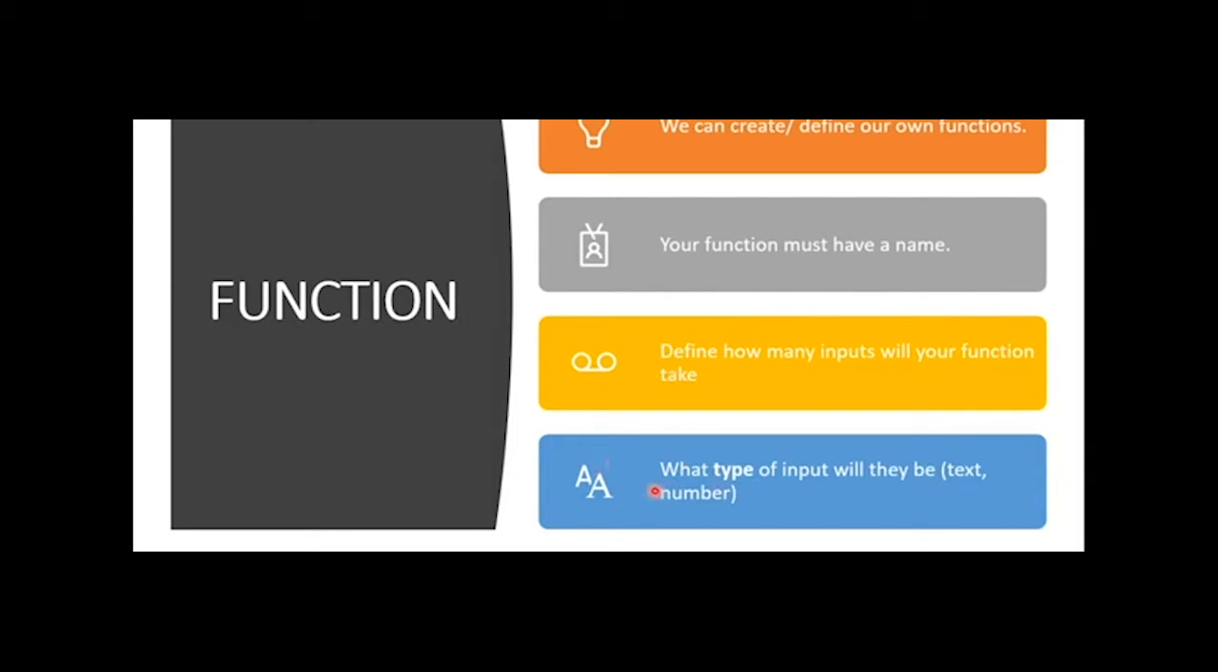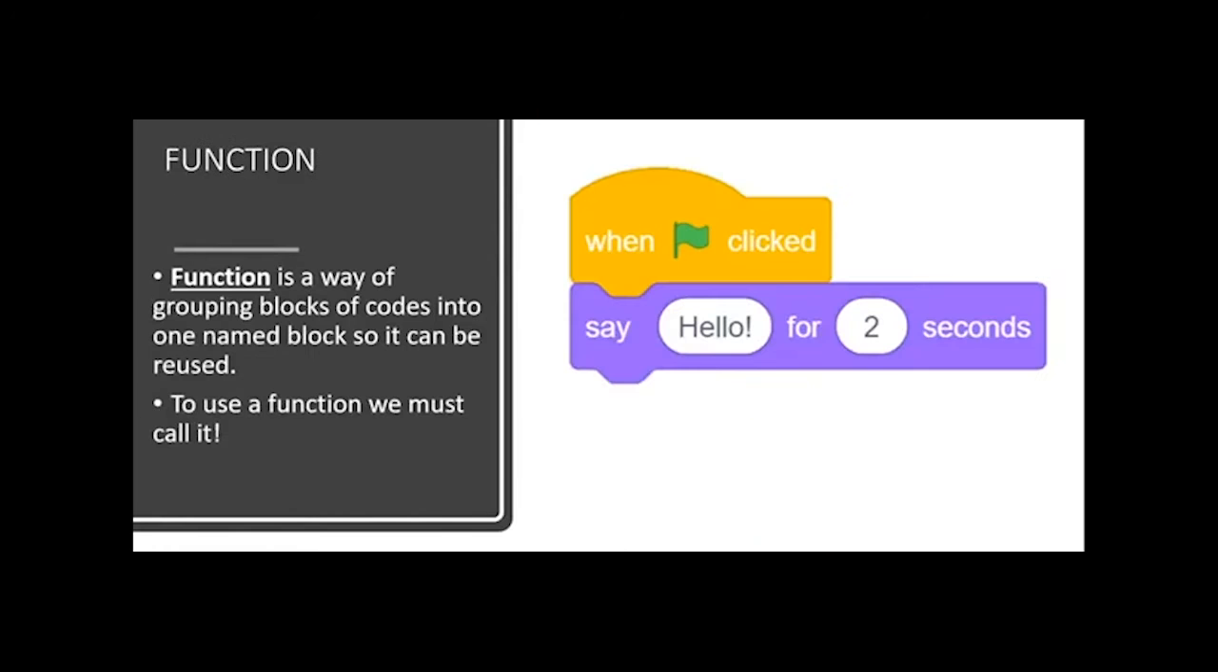And lastly, we look at what type of inputs you want your function to take. Like in our example here, we've said we have two inputs. The first input is taking the text, which is the hello, or it can even be jumbo, or it can even say how are you doing. So that is text. But the other one is taking numbers, so we cannot have text here. It's not going to work the way we want. It is not going to give us the timing that we want.